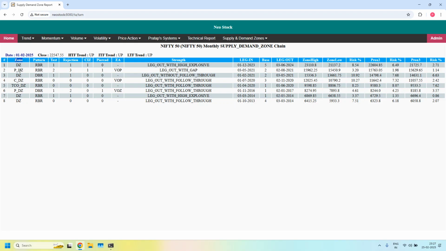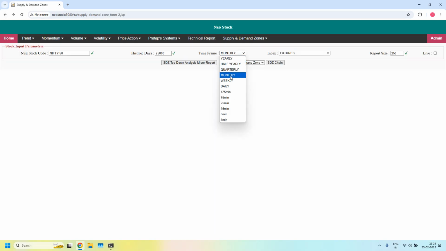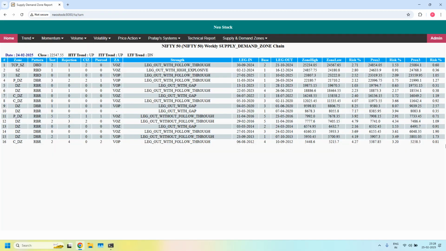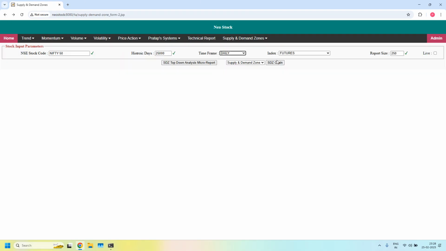Always look into the zone column to find the high liquidity zones. Look into the pierced column to find the pierced zones. And always look into the LTF trend to find the trend of the current time frame you have selected. And apply the same rules for the remaining supply demand zone chain reports. Okay, next, weekly supply demand zone chain for Nifty. Next, daily supply demand zone chain for Nifty.